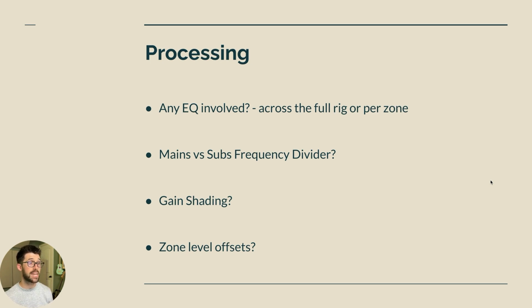And lastly, are there any zone level offsets? So this might be me shading down the front fills to be appropriate level for the front rows, then hand off the mains. What about the subs? Am I having to gain the input to the subs to get them to be over the mains? How much headroom do I have? All that is within processing.